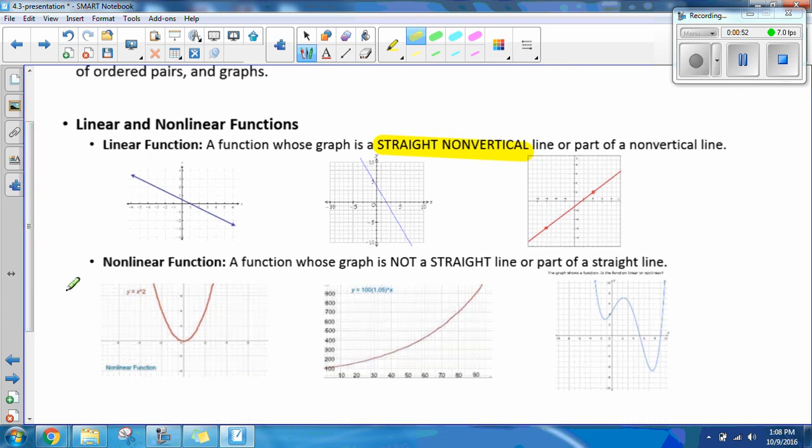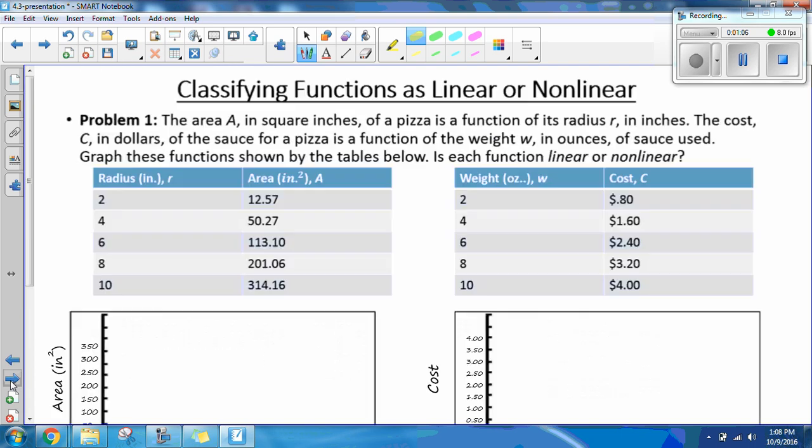A nonlinear function is a function whose graph is not a straight line or part of a straight line. Notice all these graphs are not a straight line, hence why they're nonlinear functions. Classifying functions as linear or nonlinear.